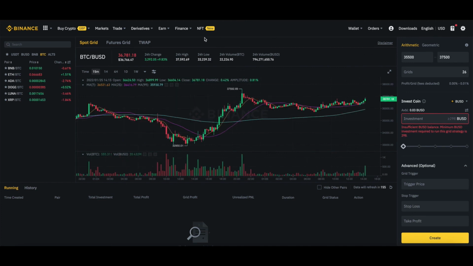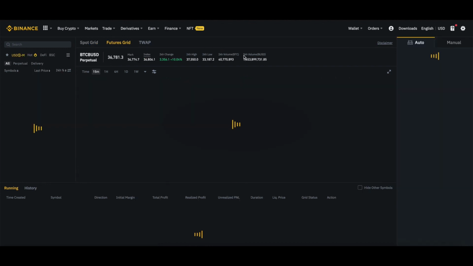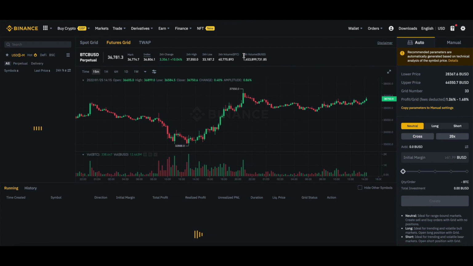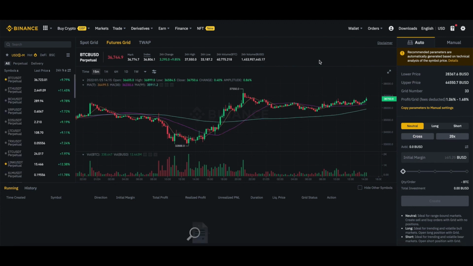You can also go onto futures grid, and whereas on the spot grid it will just buy the lower price and then sell as it goes higher, on the futures grid it will buy at the low price and sell higher, but it will also sell at the low price and buy back lower, so you can go along and go short on it.